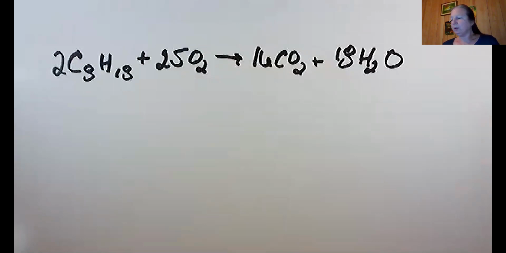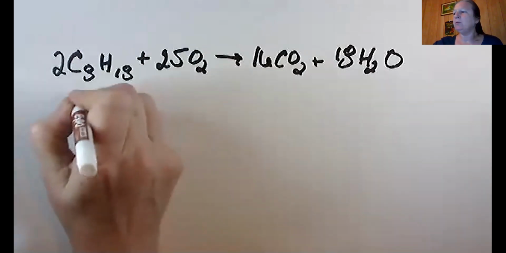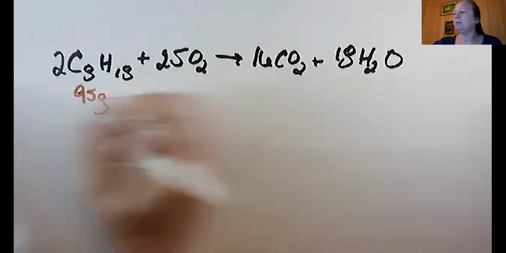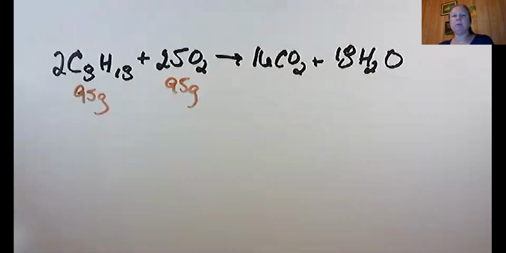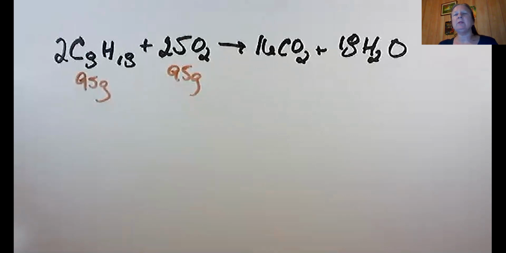So here's our question. If you have 95 grams of each of these, I have 95 grams of octane, I have 95 grams of oxygen. What's the limiting reactant? That's the first question. Automatically, the first thing to do is convert to moles.